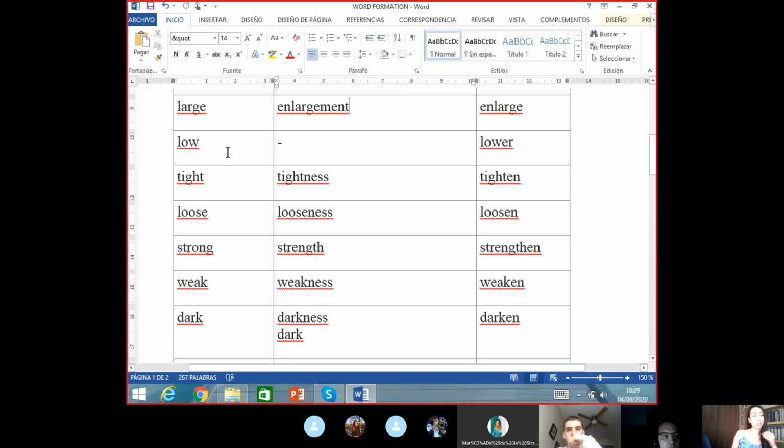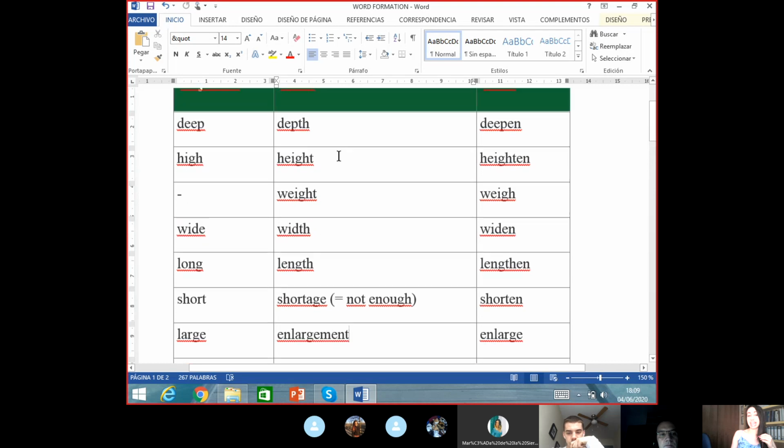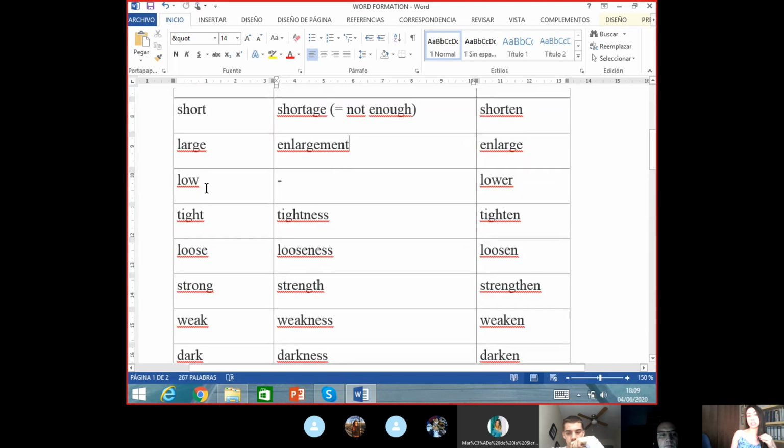Then we've got low, which is bajo, okay? The volume is low, so I cannot hear you, okay? In this sense, it is not for describing the height of people. It is just to describe volume or this type of thing. We don't have the noun. The noun doesn't exist, okay? And we have lower, which is bajar, lower.